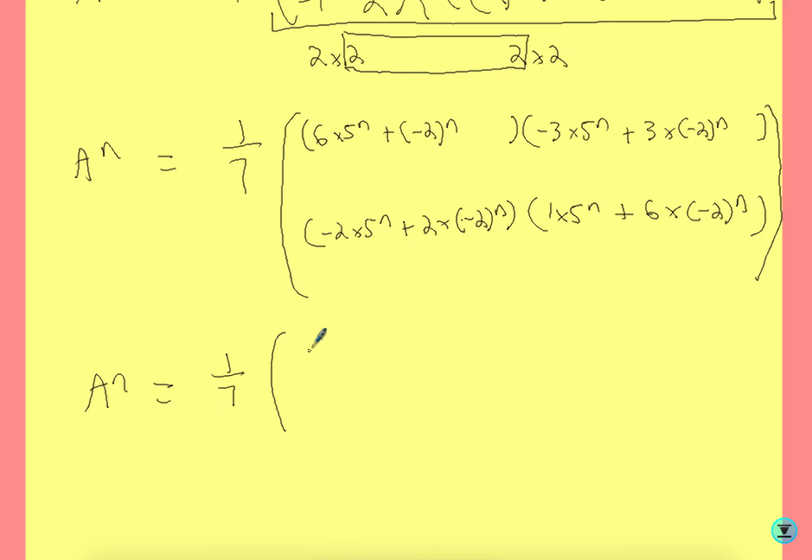Well, that's just going to stay the same. There's nothing you can do about that. So that's 6 times 5 to the power of n plus negative 2 to the power of n. Right, then you get negative 3 times 5 to the power of n plus 3 times negative 2 to the power of n. Well, that can't be simplified. Although again, everything can be simplified actually. Nah, it can. I suppose you could write that as 5 to the power of n. I'll do that.